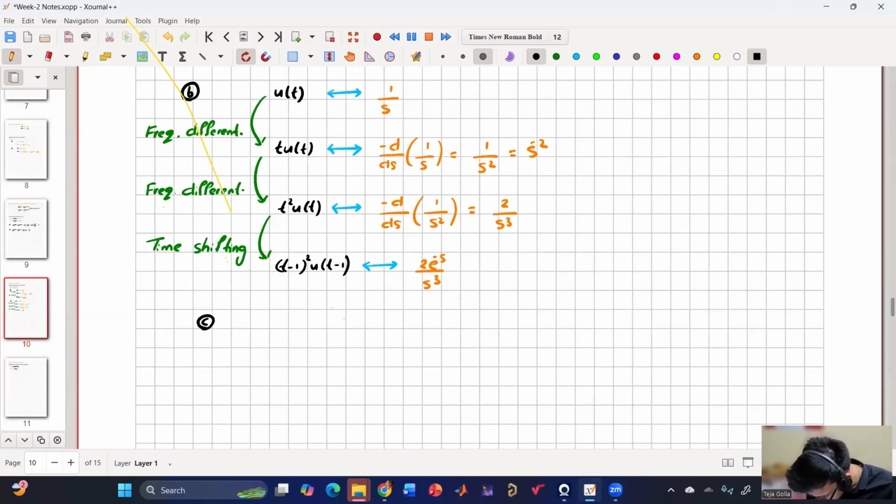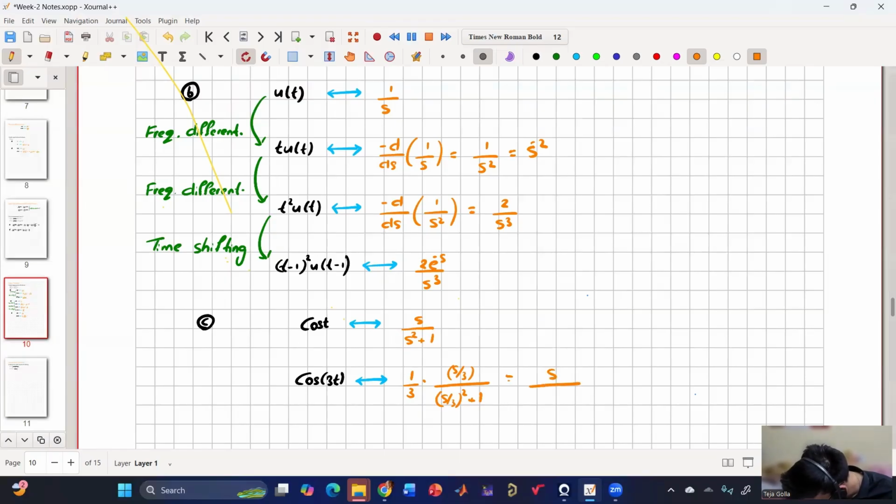So for cos t, what is the Laplace transform? s upon s square plus 1. Very good. Now cos 3t. So cos 3t is basically time scaling, right? So we have 1 by 3 into x of s by a, which is s by 3 upon s by 3 whole square plus 1. So if you solve, you will get s by s square plus 9.